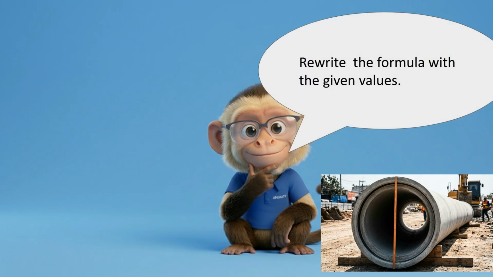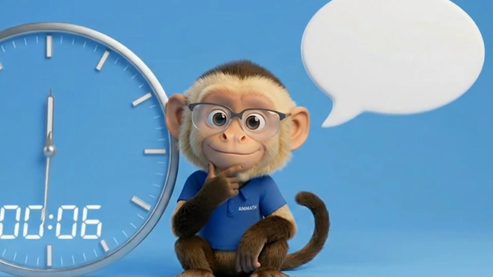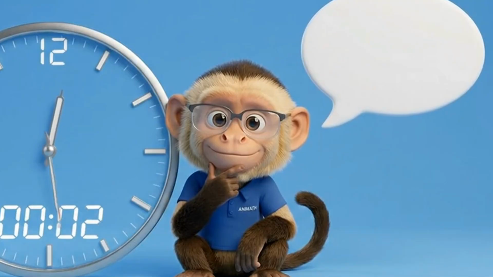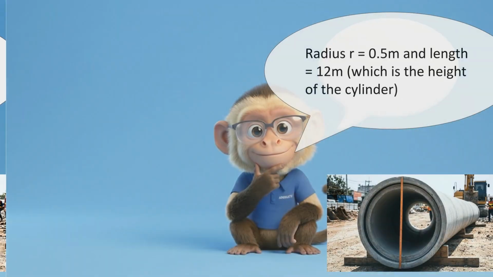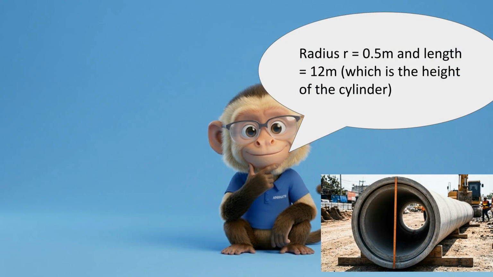The pipe is a cylinder. We use the formula V equals pi r squared h. Rewrite the formula with the given values for the radius and height. The radius r is 0.5 meters, and the length, which is the height h, is 12 meters.